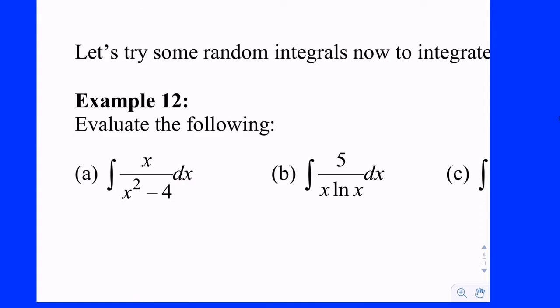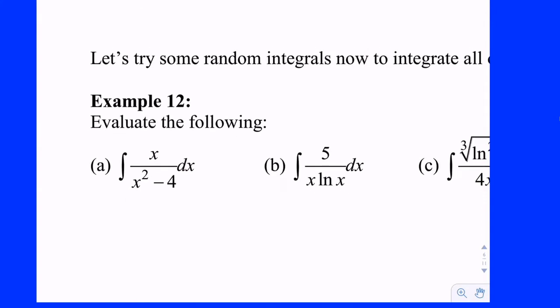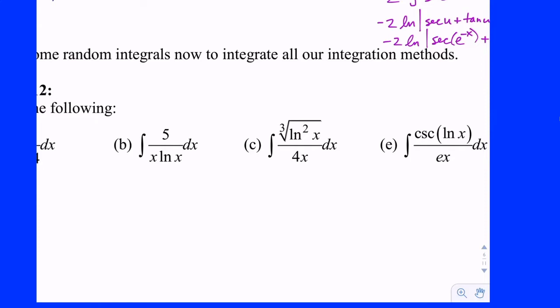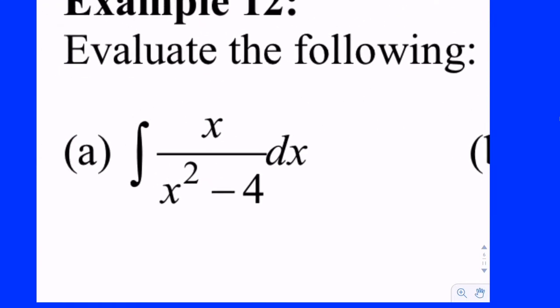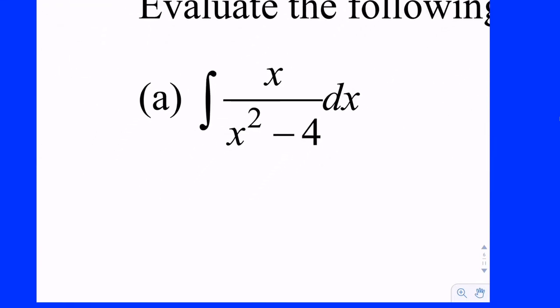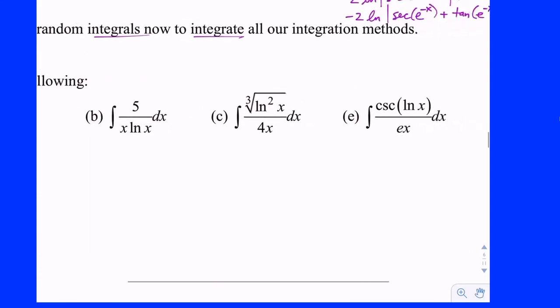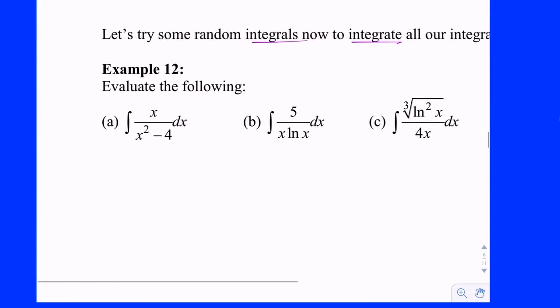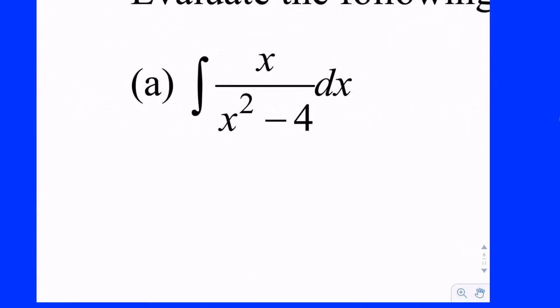So, okay. Evaluate the following. Let's try some random integrals now to integrate all of our integration methods. I see what I did there. Okay. Example 12. Evaluate the following. Wait, first of all, notice they all look different. Okay. So, I'm thinking of a different example. We got x over x squared minus 4. Just kind of a random integral, right? We're trying to find the antiderivative. There is no quotient rule for integration, right? So we have a quotient.